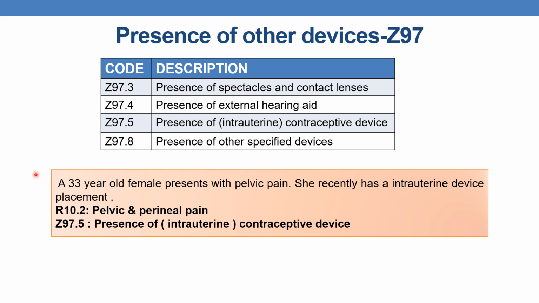Now let us see an example. A 33-year-old female presents with pelvic pain. She recently had an intrauterine device placement. So here the reason for visit is pelvic pain. That is R10.2. It indicates pelvic or perineal pain. And one more thing is we need to indicate the status of an intrauterine device because pain might have been caused by that device. For that, Z97.5 is indicated to indicate the presence of intrauterine contraceptive device.